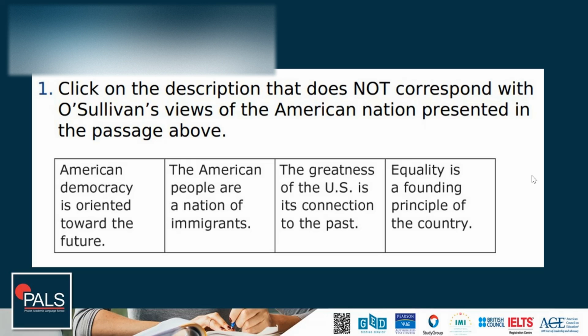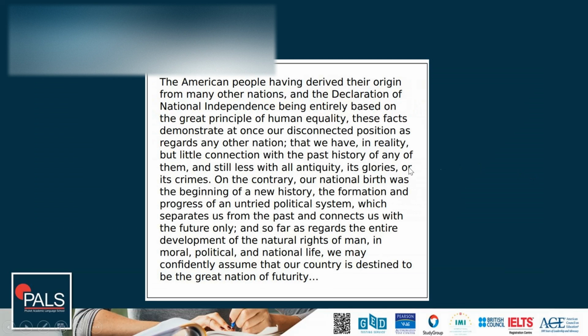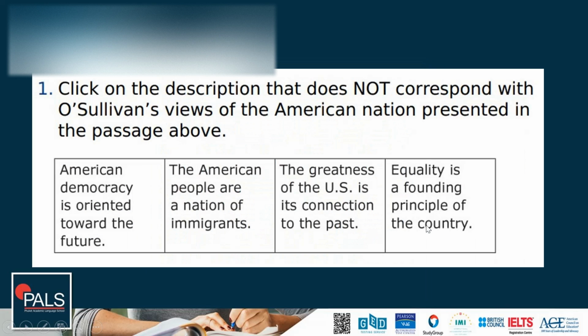So, the first one on the left, American democracy is oriented toward the future. If we look back in the text, we can find the beginning of a new history. It says, less with antiquity, little connection to the past history. This tells us that we are looking towards the future. American democracy is oriented toward the future, according to the text. That makes sense. The American people are a nation of immigrants. Can we find information in the text to correlate with that?